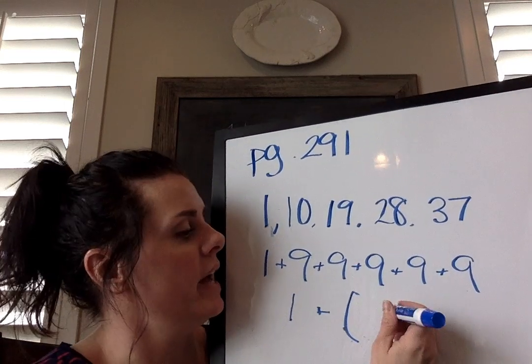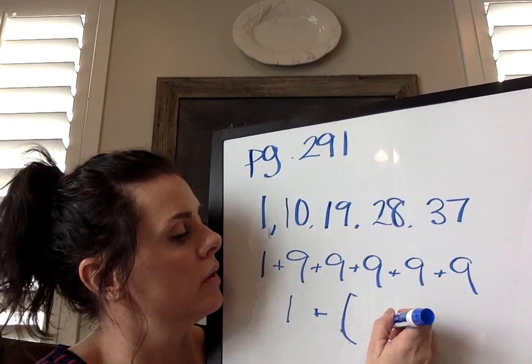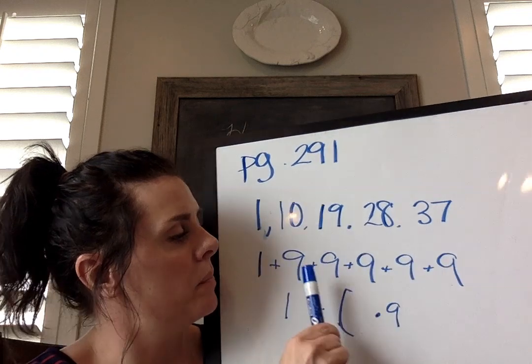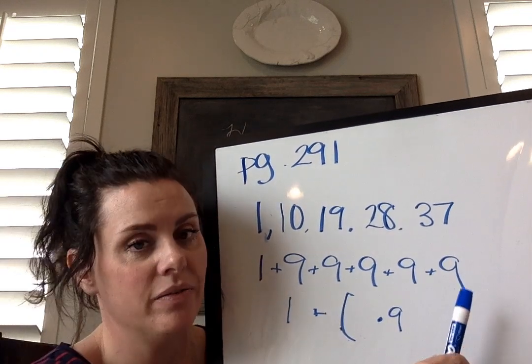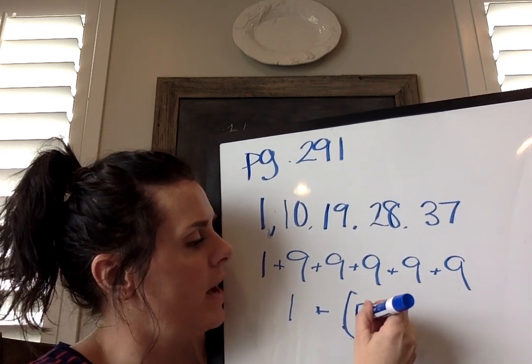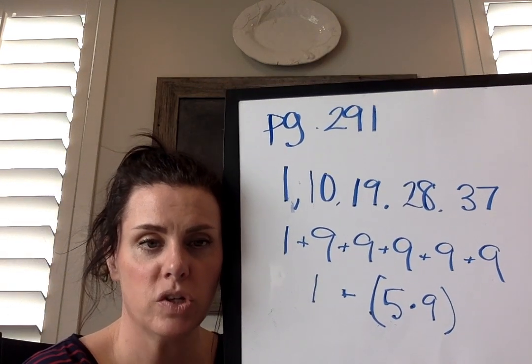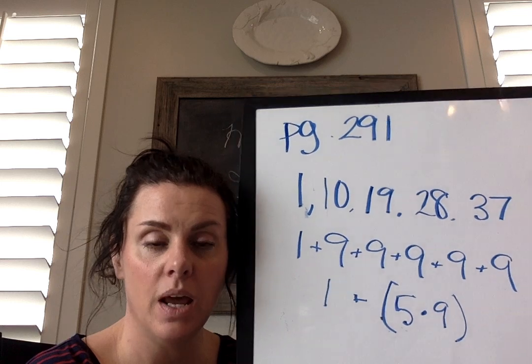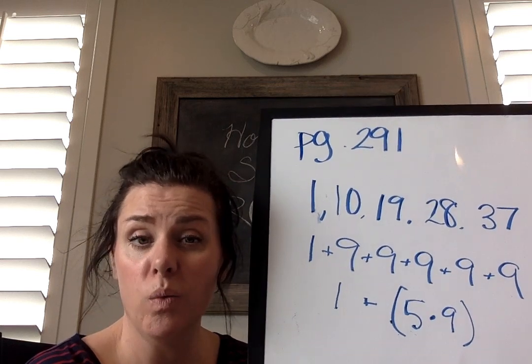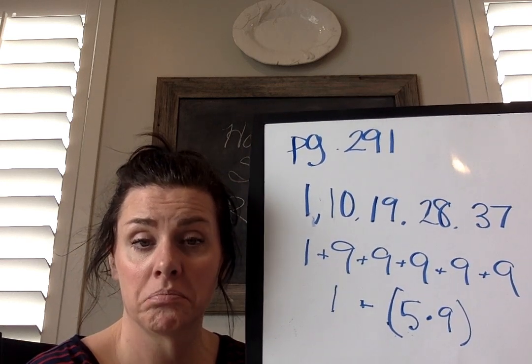How many 9s do I have? Count them up. 1, 2, 3, 4, 5. So I've got 5 times 9. And there's my next expression: 1 plus 5 times 9. That's how we show what that pattern is.